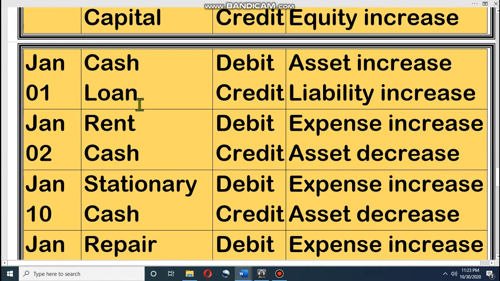Dear student, in that transaction, the other one is loan. If we have taken a loan, our cash money will increase, cash account debit and loan credit. Why cash debit? Because cash is our asset, that's why the cash account increases, it is debit. On the other hand, loan is a liability, loan account increases. If liability increases, then it is credit.